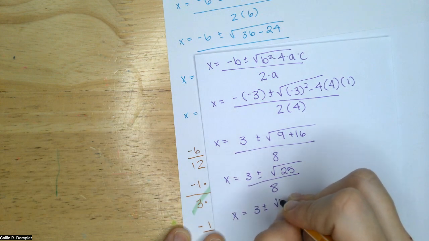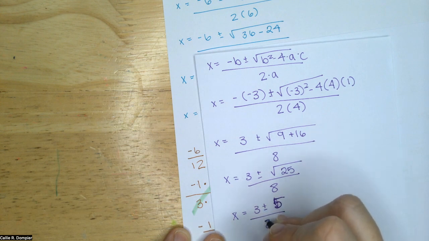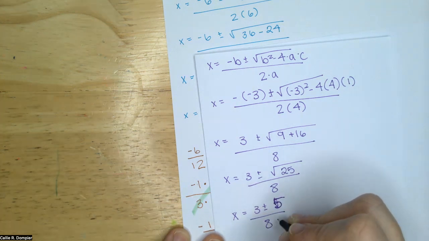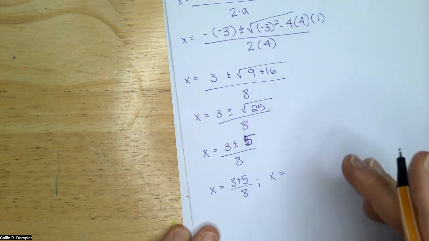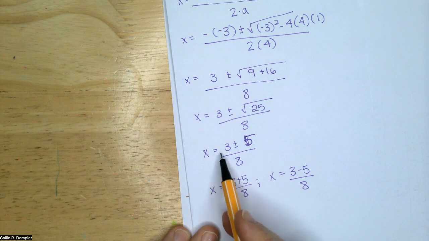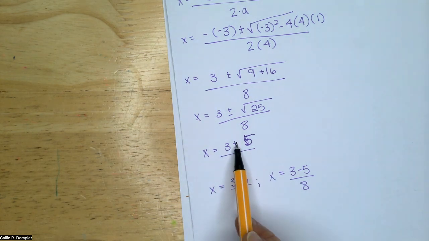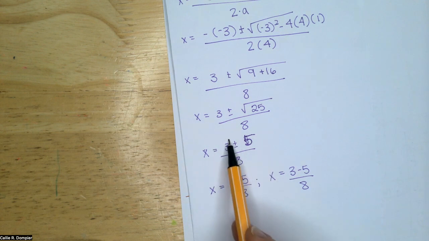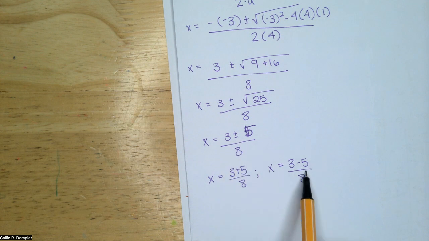The square root of 25 is just 5. So we have 3 plus or minus 5 over 8. x equals 3 plus 5 over 8. X equals 3 minus 5 over 8. Why did I separate it before I combine like terms? Sorry. Why did I separate the positive and the negative before just combining like terms? Because I can't combine them because one, I have to combine them with addition, the other I have to combine them with subtraction.